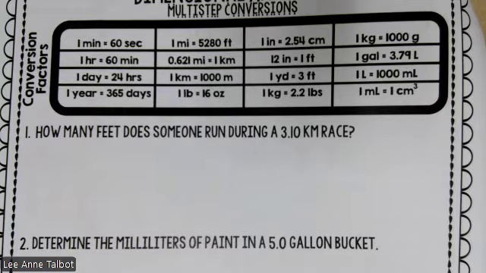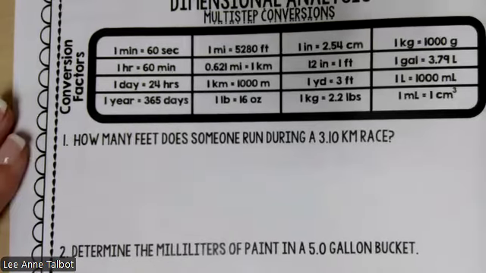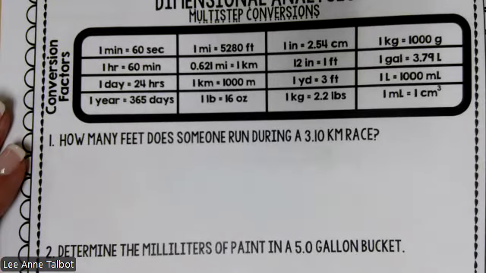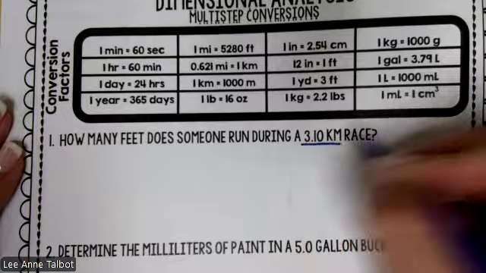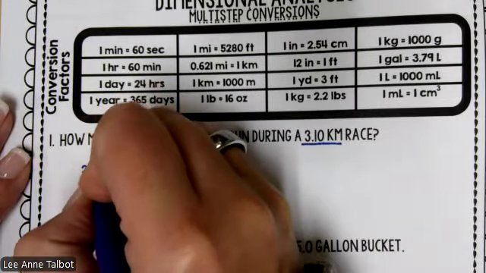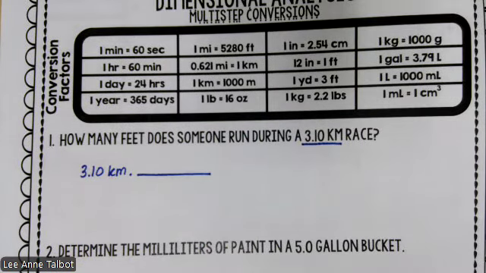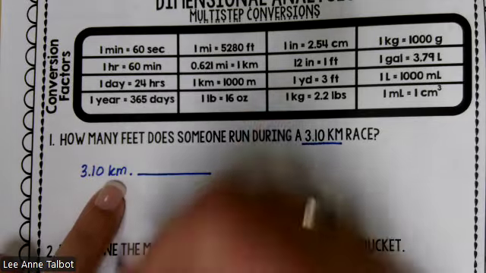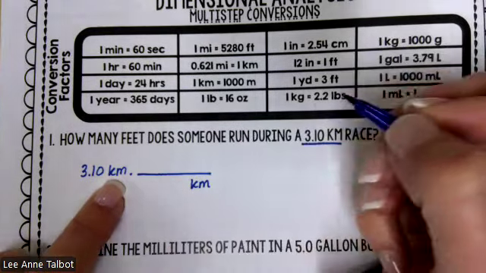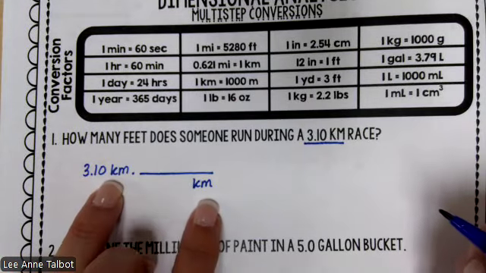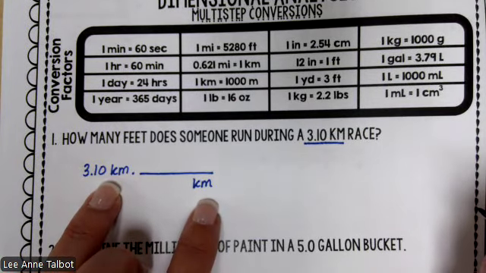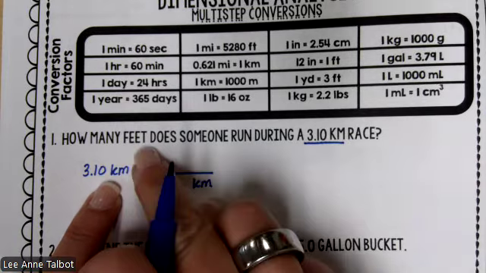I'm gonna start working on number 1 up here. So follow along if you like. If you don't want to, totally fine too. Just don't talk while I'm doing it. Okay, so I'm gonna start with what they gave me, 3.10 kilometers. And I know that I need to convert from kilometers, so I'm gonna put kilometers on the bottom. I have to do that because I need to cancel out the units of kilometers. And I want to go to feet.